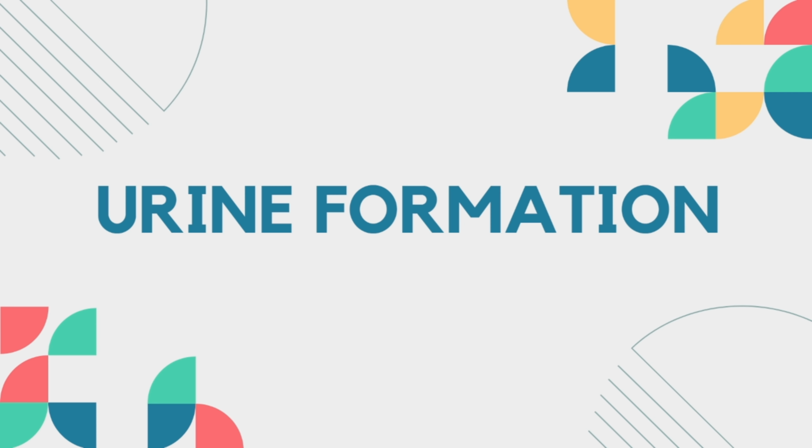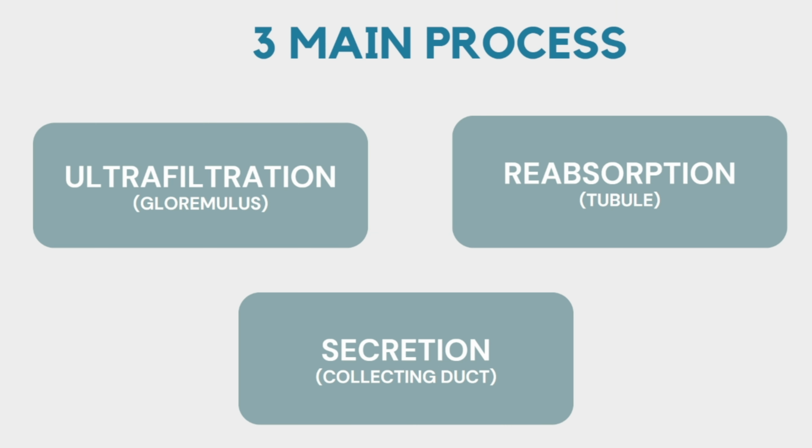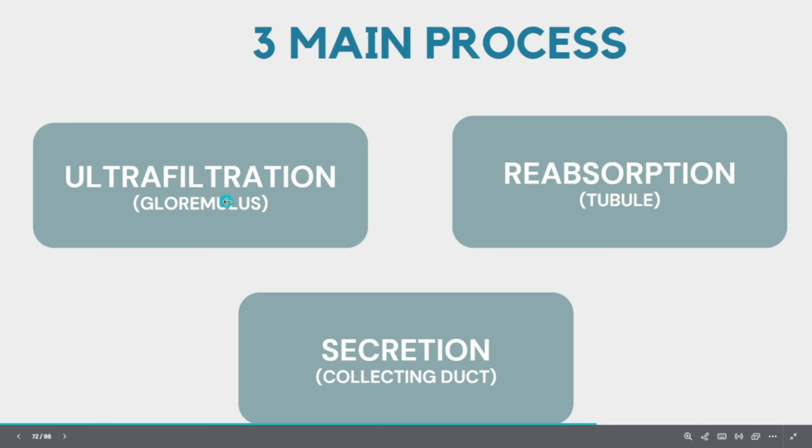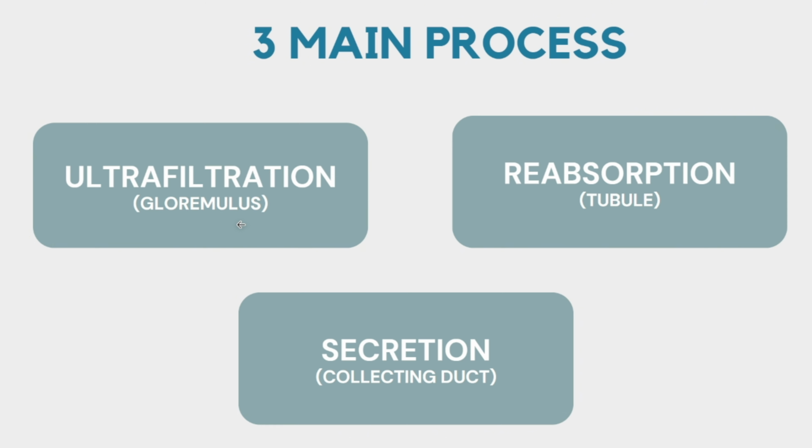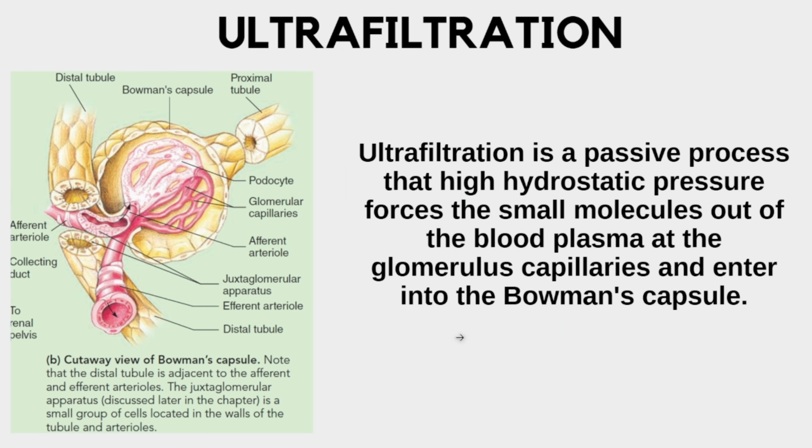Okay, so I think that's all about the kidney structure. Okay, urine formation. This urine formation is similar to SPM actually. There are only three processes: ultrafiltration, reabsorption, and also secretion. Ultrafiltration happens at the glomerulus and Bowman's capsule, and reabsorption happens at the tubules, including the loop of Henle, convoluted tubule, and distal tubule. But secretion happens at the distal tubule and collecting duct, mostly at the collecting duct.